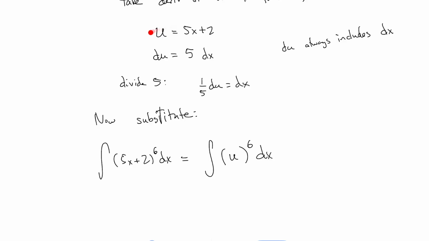First, I plugged in for u. u is 5x + 2. That's right here. 5x + 2 is u. What about dx? Remember I said I don't want to see any x's in here at all. I want just u's and du's. dx, you can see also up here. dx is 1/5 du. So this whole thing is the integral of u to the 6 times 1/5 du.